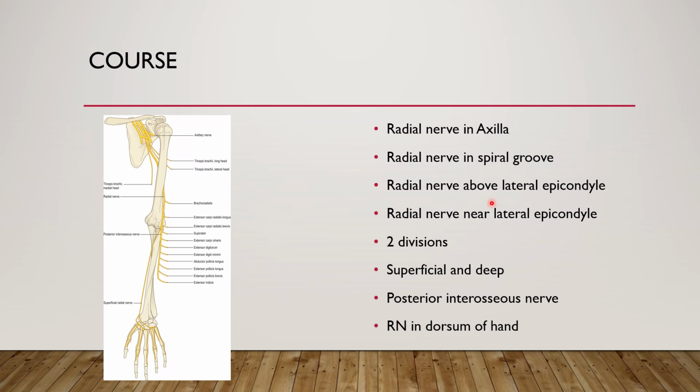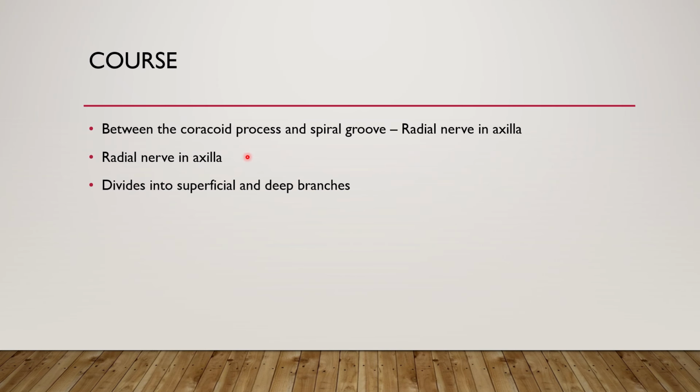Radial nerve in axilla. In the axilla, it is related to the axillary artery. Just below the axillary artery, it lies in the axilla. First point. Second point, next picture we'll see. Between the coracoid process and the spiral groove, that is radial nerve in the axilla. Radial nerve in the axilla lies beneath the axillary artery, the most important one.